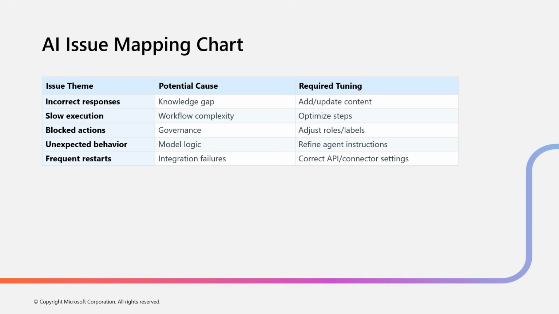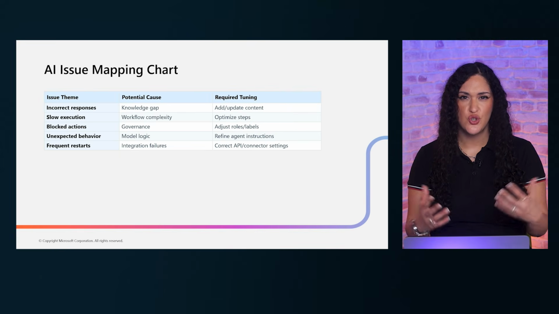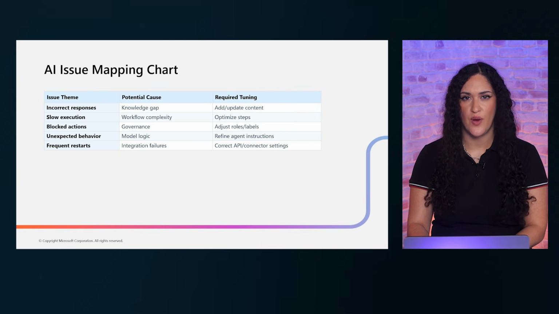This issue mapping chart is a practical reference tool you should keep handy. Your best practice is to use a mapping like this as your first diagnostic step. When an issue comes in, check the chart to quickly narrow down the likely cause and appropriate tuning action. It saves time and ensures you are applying the right fix to the right problem.